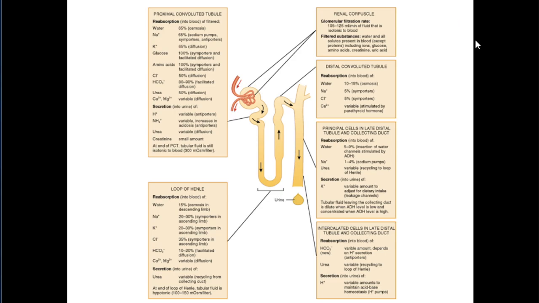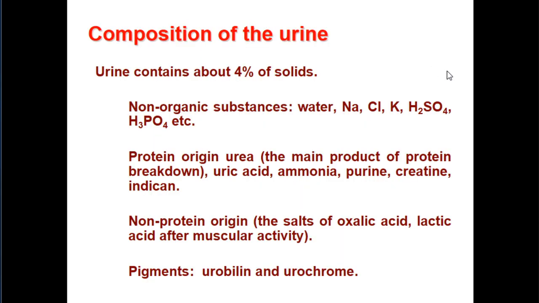On this slide, you have a summary of the events which occur in each of the parts of the nephron, like the proximal convoluted tubule, which substances could be reabsorbed and secreted. Then the loop of Henle, the countercurrent mechanism, then the distal convoluted tubule, and the collecting ducts with the principal cells. And in the renal corpuscle, you have glomerular filtration.